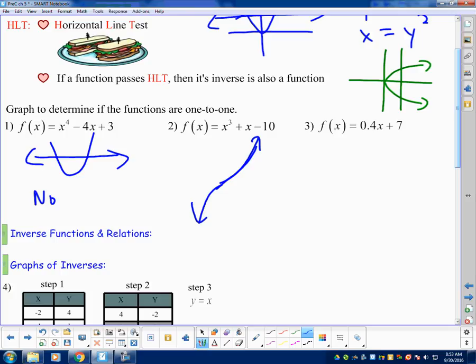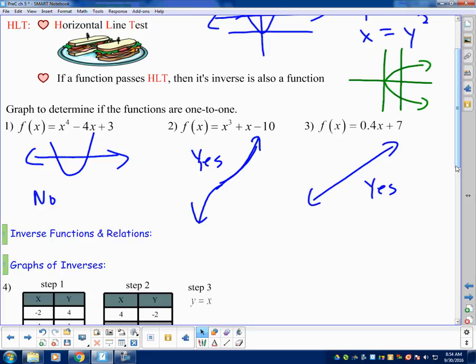Okay, so is this 1-to-1? Yes. And then what about the line? This is just a line, right? So this is a yes. So with a graphing calculator at your disposal, you could quickly and easily graph any function and then tell me if it's 1-to-1 or not.